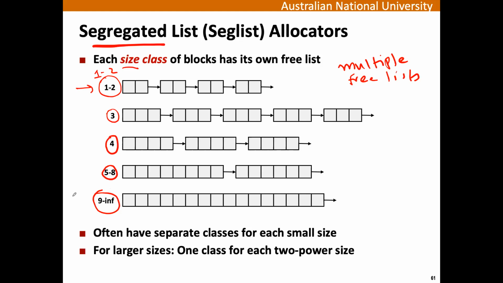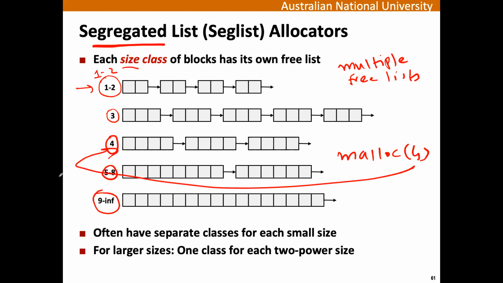The good thing about this is if the user says, give me a block, malloc 4, we go exactly to the size class, and our search is much faster than searching all the free blocks in the entire heap. We will only search one free list. And if there is a free block in that list, we can literally just grab that free block. Just go to the free list for that specific size class and grab the first free block that is available. Okay.